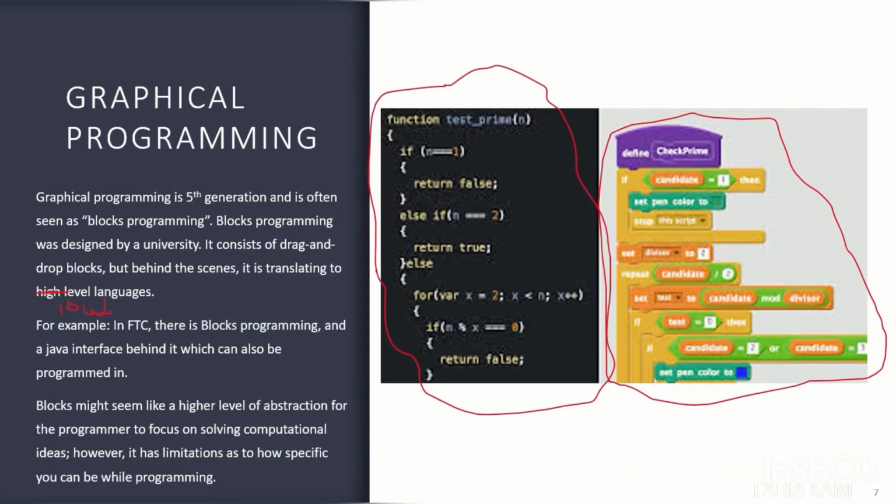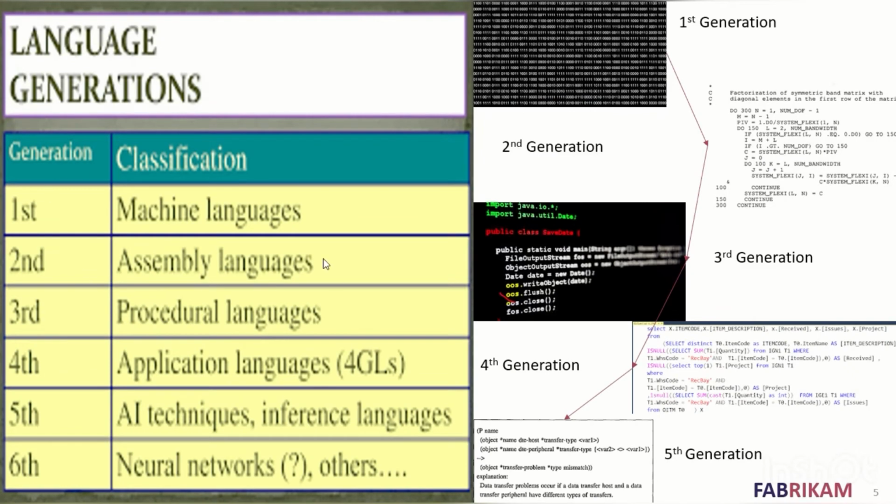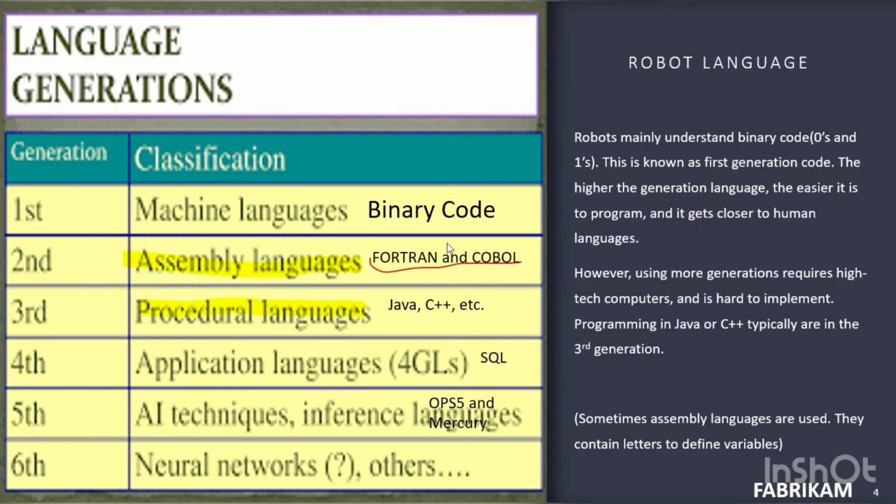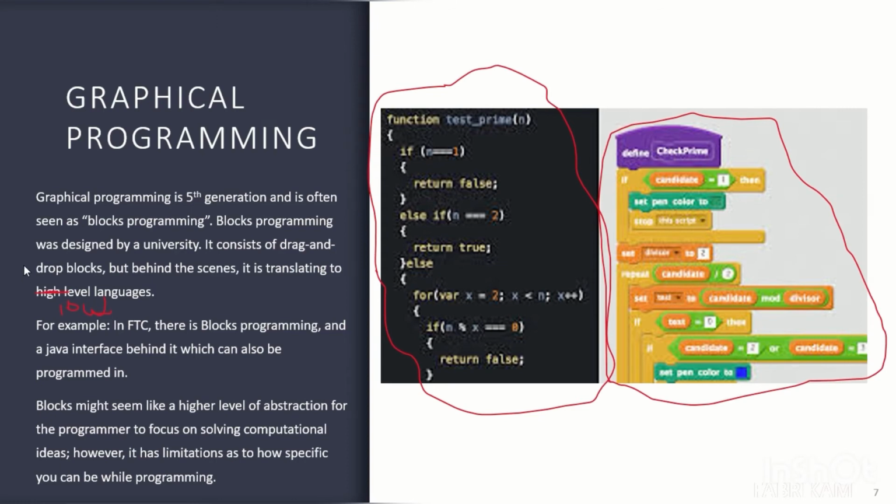So now let's go on to one main topic, graphical programming. So graphical programming is fifth generation and it's basically blocks programming. So blocks programming was designed by a university and it consists of drag and drop blocks. Behind the scenes, it is actually translating to low-level languages. I put high-level languages as referring to this chart, saying this one's higher. The first generation languages are higher. I was referring to that. But if you think of it mathematically, no, numerically, they are low level languages.